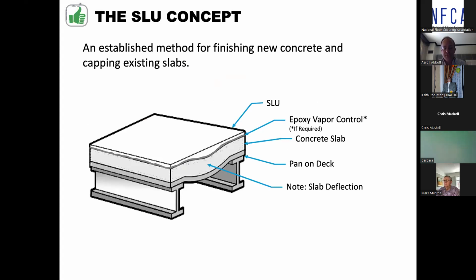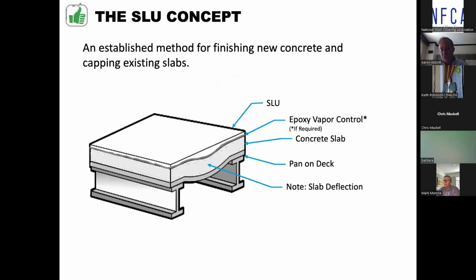So we've been talking about self-leveling. Again, there are other ways to flatten floors, but we're talking about SLUs in this particular presentation, and it's a method that's been used for years to flatten floors. Very flowable cementitious material, very similar to concrete, but just very flowable.